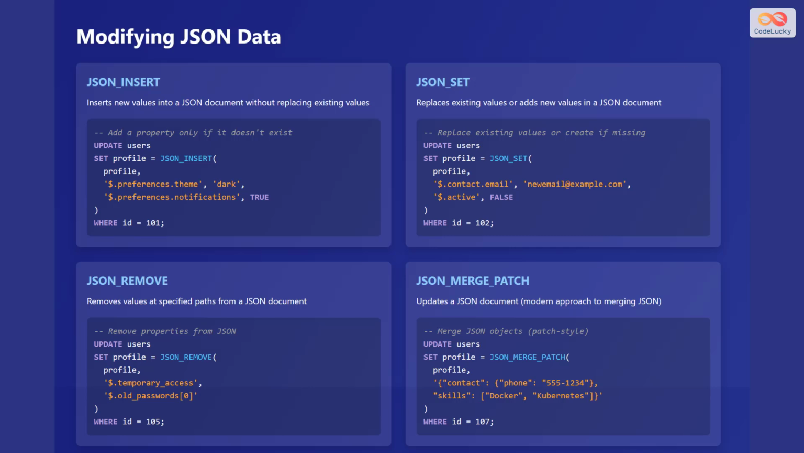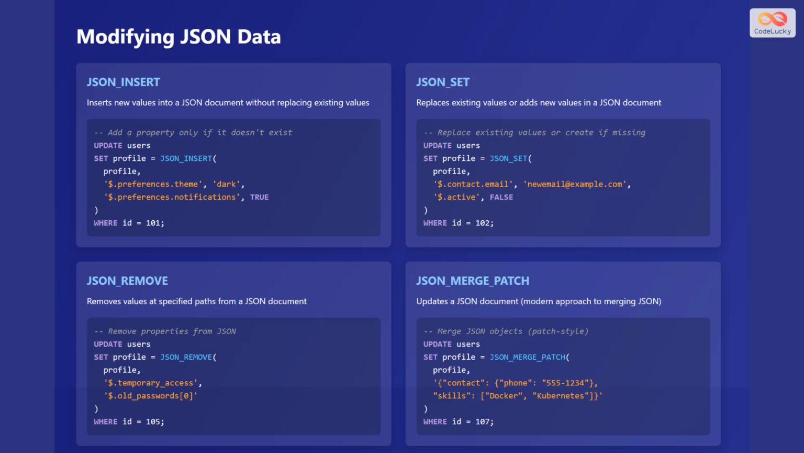Now let's look at how to modify JSON data within our SQL databases using JSON_insert, JSON_set, JSON_remove, and JSON_merge_patch functions. JSON_insert inserts new values into a JSON document without replacing existing values. This query adds the theme and notifications property to the user profile.